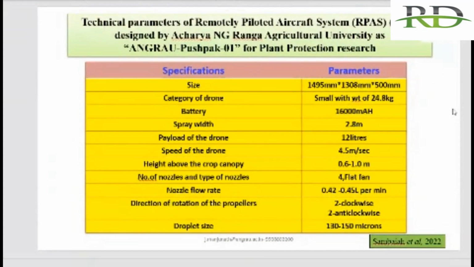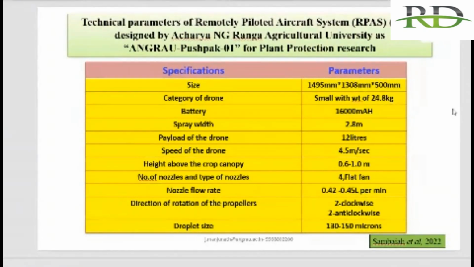This is the way, as I told, for flat fan nozzles, and the flow rate is 0.42 to 0.5 meter. The droplet size is very important. We assessed droplets of 130 to 150 microns. It is very important. And if we spray a crop with a plant height of 1 meter, the spray height beneath that is 0.65 centimeter.